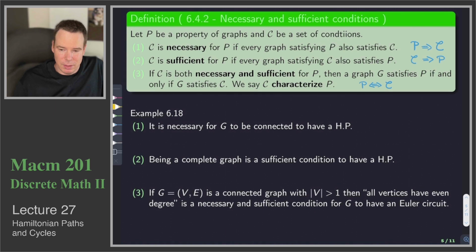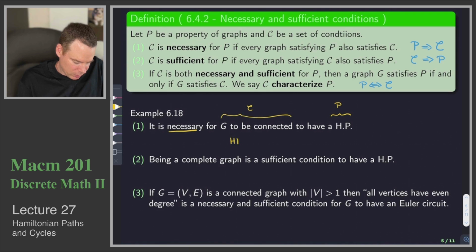It is necessary for G to be connected to have a Hamilton path. So in this case, we are thinking about this as our condition C, and this as our condition P. And so it's saying that C is necessary for P. In other words, P implies C, or Hamilton path implies the graph is connected. So this means if the graph has a Hamilton path, it must be connected.